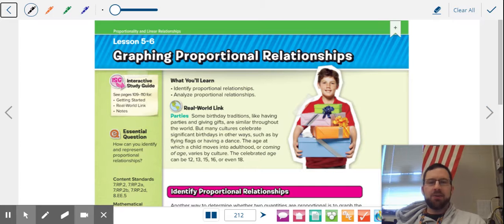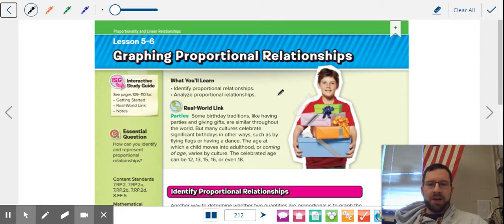We are looking at graphing proportional relationships today, which is lesson 6.6. So we talked about how to find proportional relationships based on a table. Basically with that, you divide y divided by x, and all of your answers should be the same ratio, which is called the constant of proportionality. If any of them are not the same, it is not a proportional relationship.